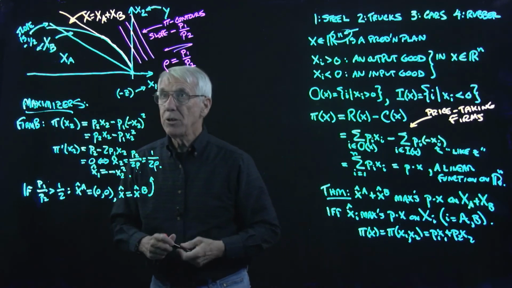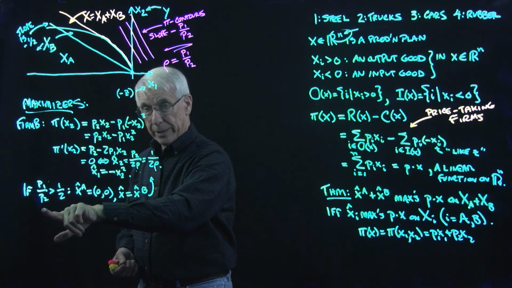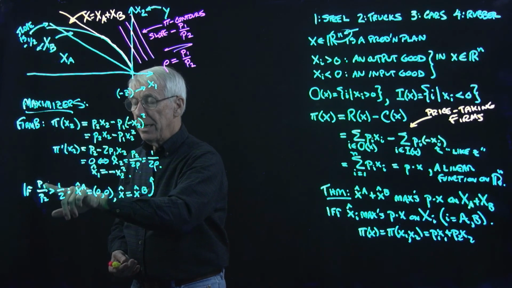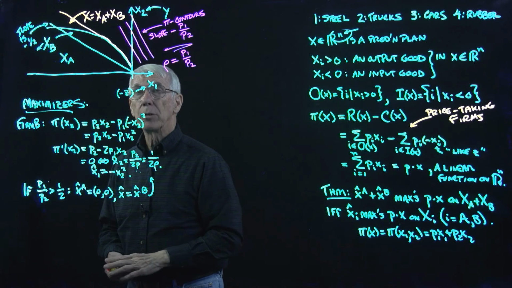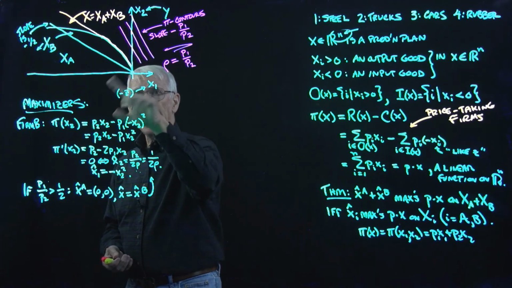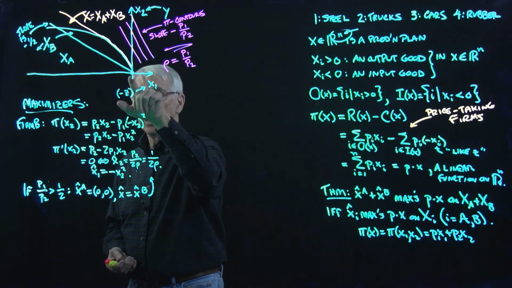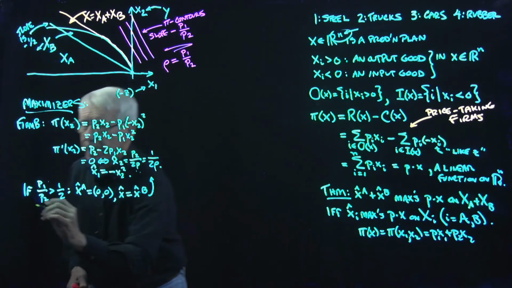So that tells me that if the input price is bigger than 1/2 the output price, then I'm going to have firm A not producing, and the aggregate production will just be firm B's production.